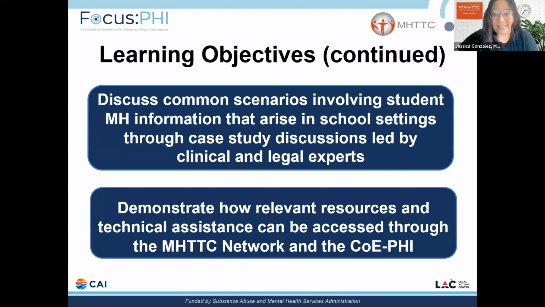We will also discuss common scenarios involving student mental health information that arise in school settings through case study discussions led by our clinical and legal experts, and demonstrate how relevant resources and technical assistance can be accessed through the MHTTC network and the Center of Excellence for Protected Health Information.